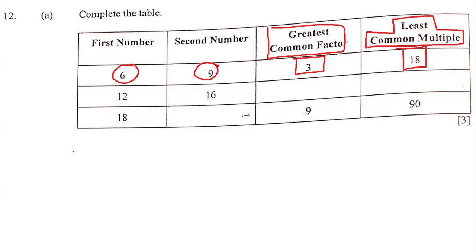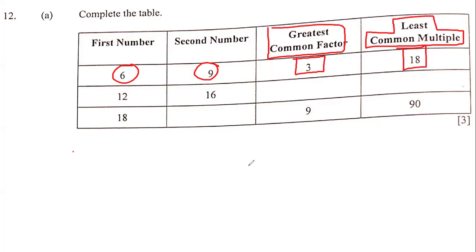Okay, so let me ask the question. Based on this table, what is the greatest common factor of 6 and 9? You have to be paying attention, Tanaya. It says it right there. Let me try it again. What is the greatest common factor of 6 and 9 based on this table? 3. And what is the least common multiple of 6 and 9? 18, very good. Class, you have to be paying attention.